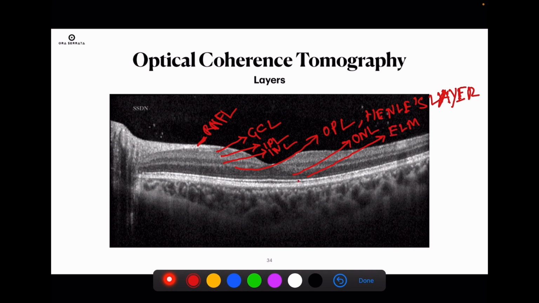Then comes your ISOS junction. Then this is your interdigitation zone. Lastly, the RPE and Bruch's membrane.